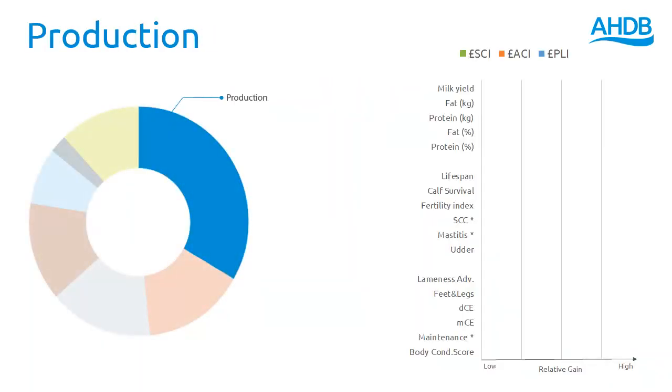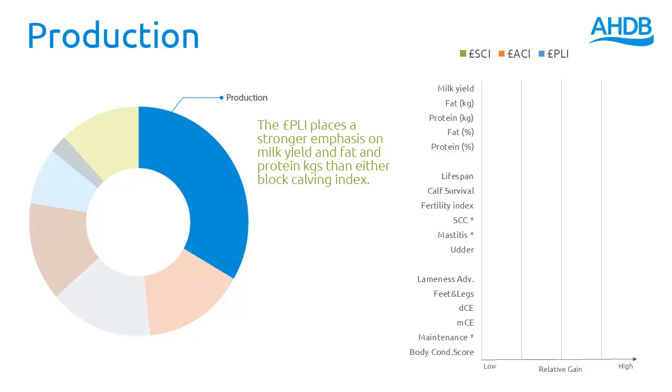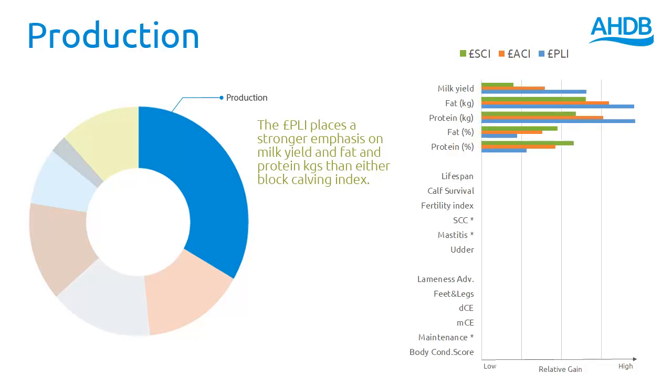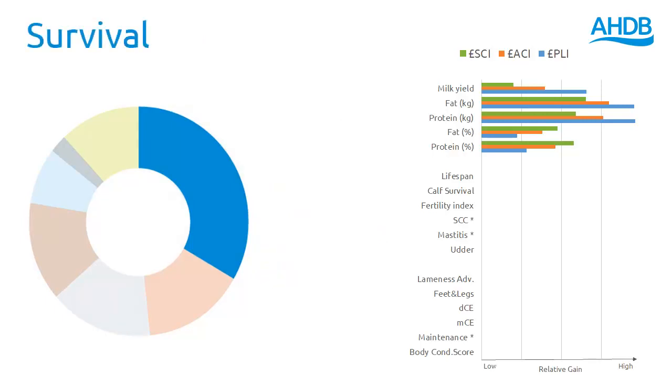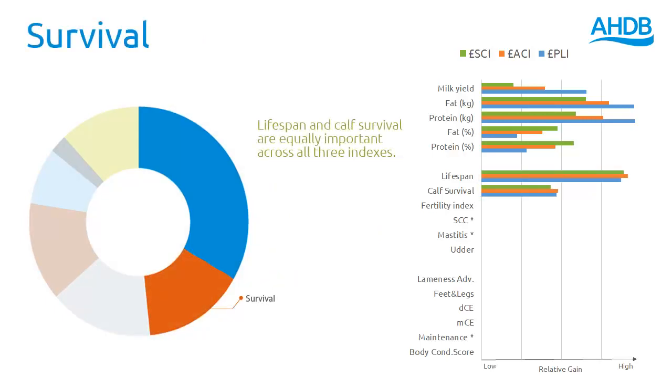Production. The Profitable Lifetime Index places a stronger emphasis on milk yield and fat and protein kilograms than either of the block calving indexes. This is reversed when considering fat and protein percents, where SCI has the highest impact, followed by ACI. Survival. Lifespan and calf survival are equally important across all three indexes.